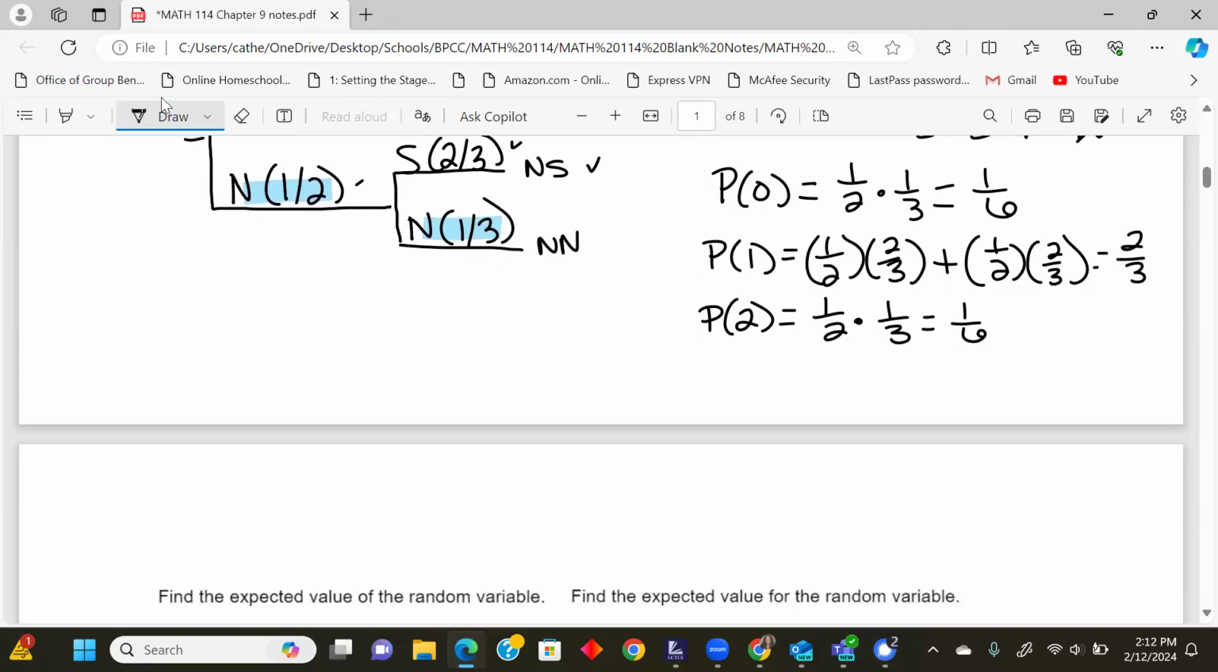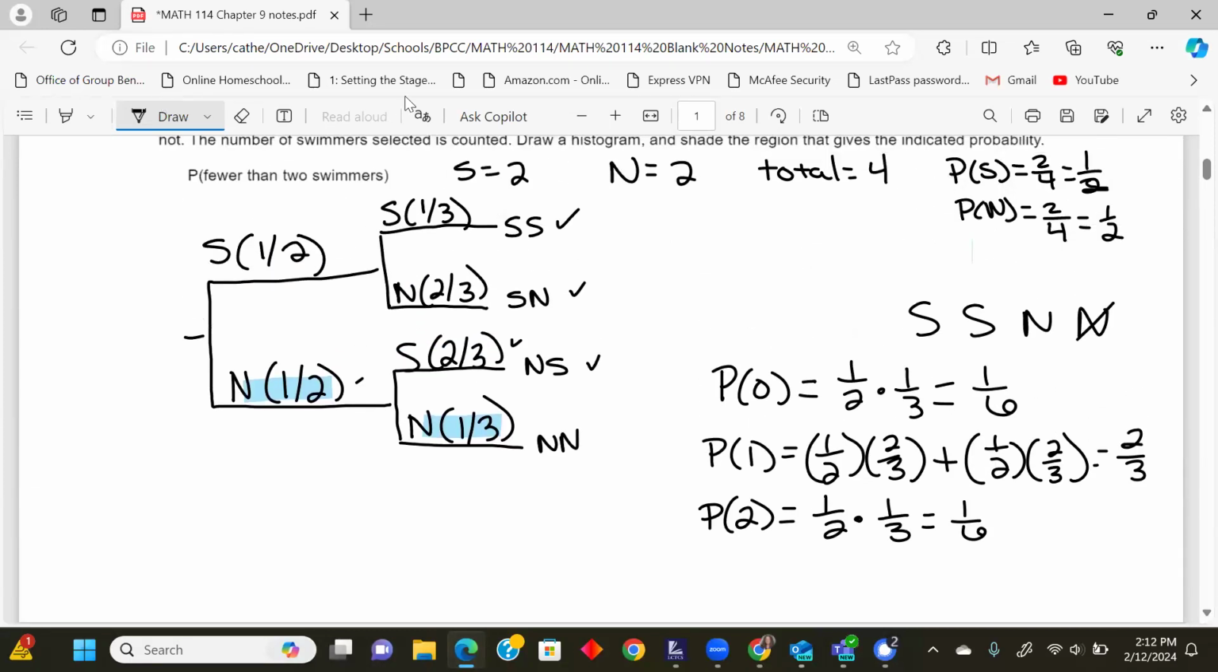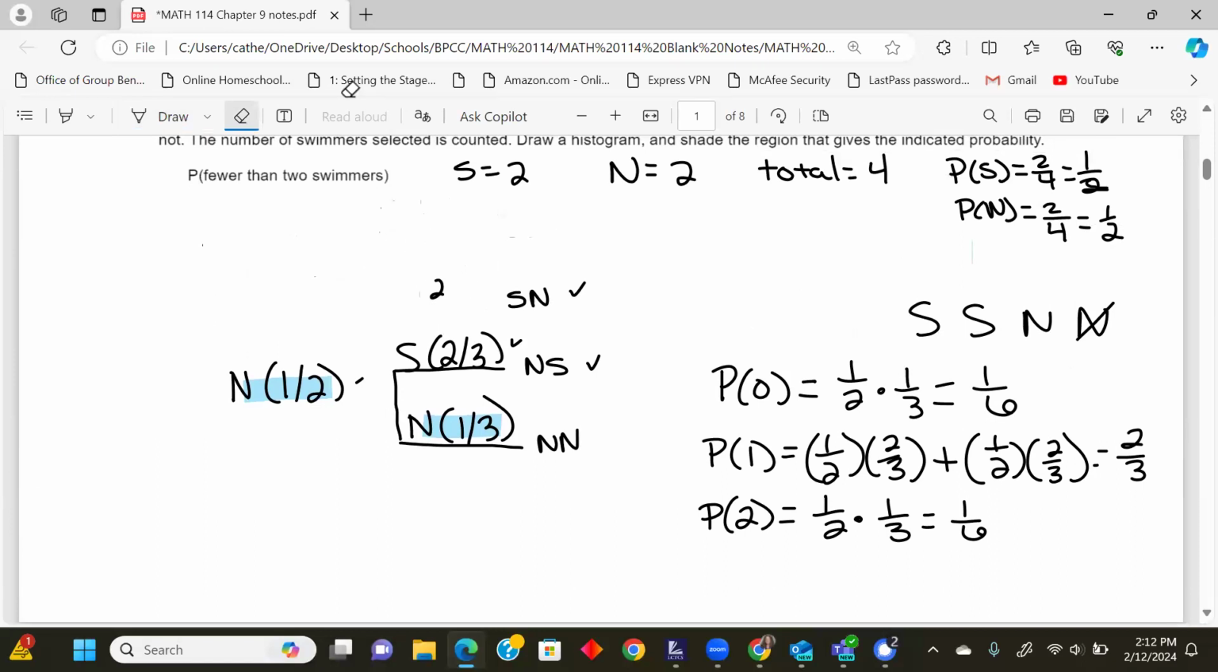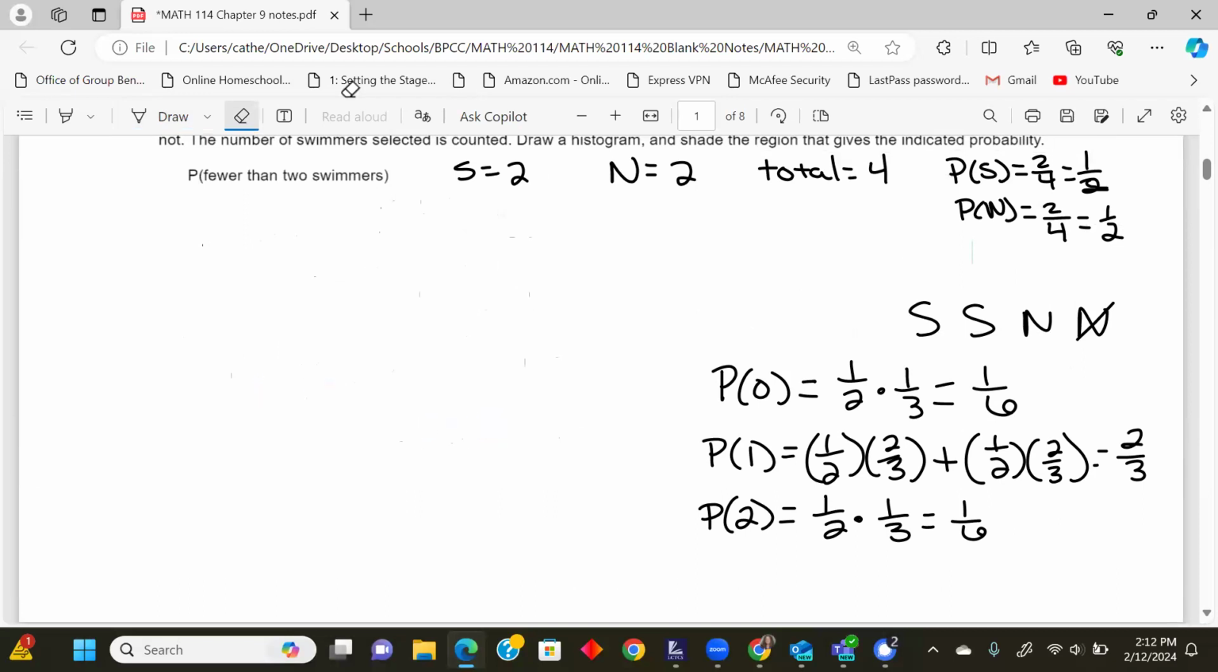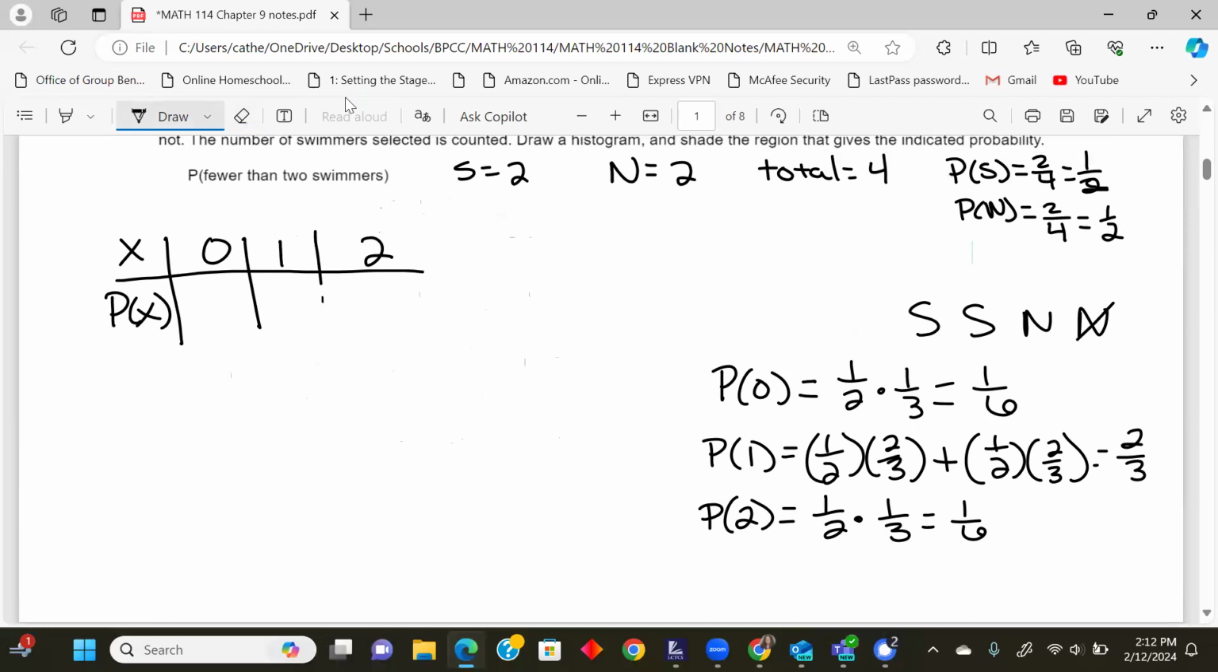Oh, I didn't leave myself enough room. I'm going to go back up here. I'm going to erase this chart. Again, this is a video, so you can stop it and come back. So let's make a distribution table. Probability of 0, 1, or 2 swimmers. Okay, that's 1/6, 2/3, and 1/6.